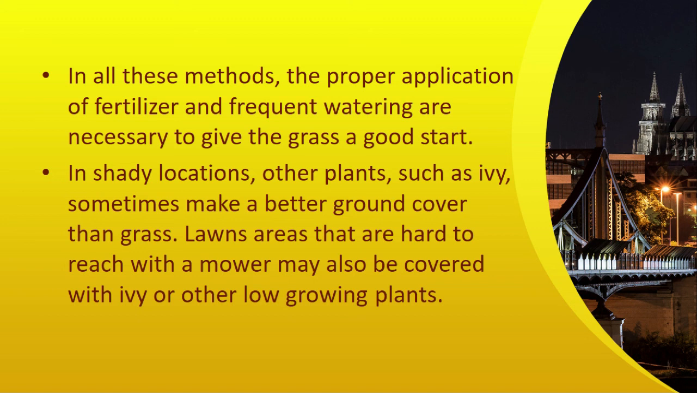So sa mga malilim daw na part ay pwede daw itanim dito yung ivy, which sometimes makes a better ground cover than grass. Lawn areas that are hard to reach with a mower may also be covered with ivy or other low-growing plants. This kind of ground cover is begun from a process like sprigging, except individual plants are set out in a spaced pattern. These plants then spread to cover the total area.